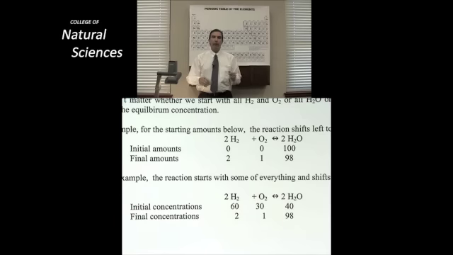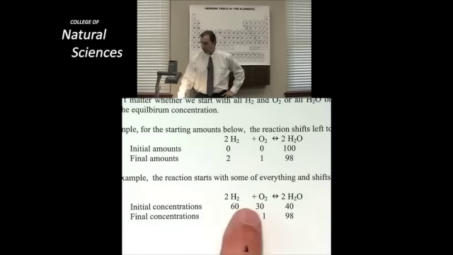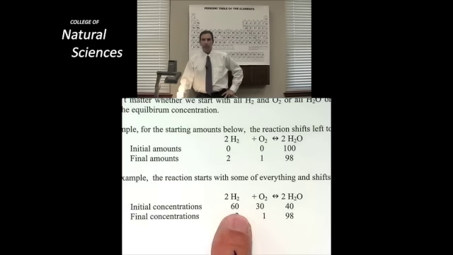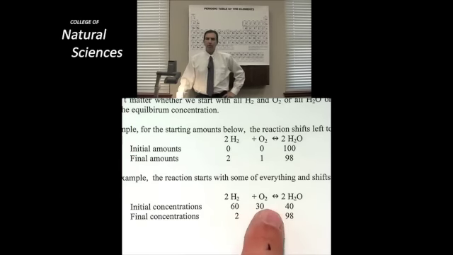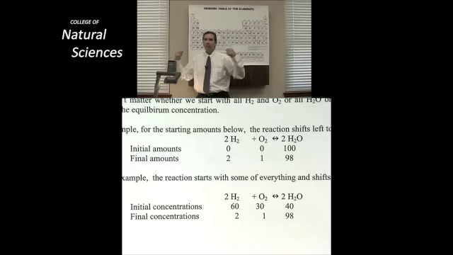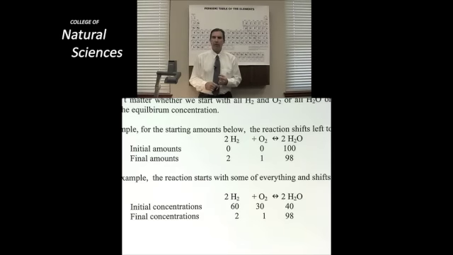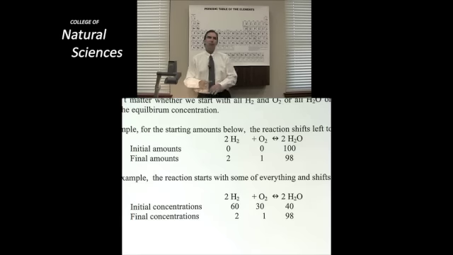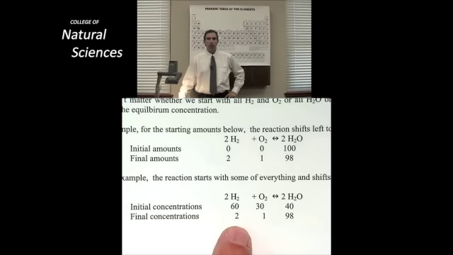Well, let's start all over again, and let's do some entirely new combination of stuff in the container. This time in my container, I'm going to put 60 hydrogens, 30 oxygens, and 40 waters. And I'm going to say, ready, set, go. And I'm going to let that reaction happen. And when it's all said and done, I will be at equilibrium. And what will the equilibrium be? You got it. 2 hydrogens, 1 oxygen, 98 waters.